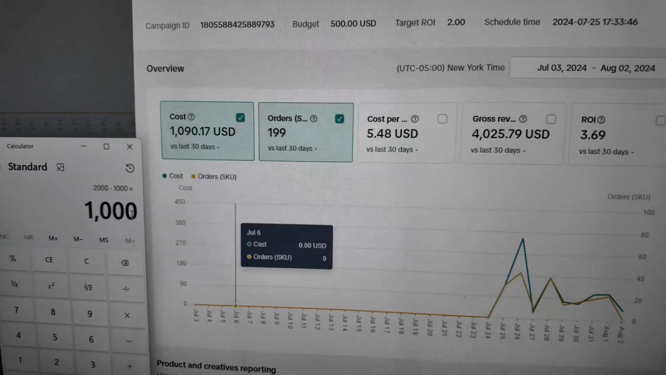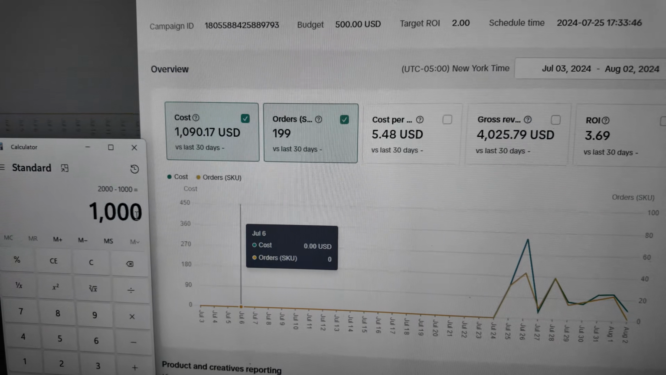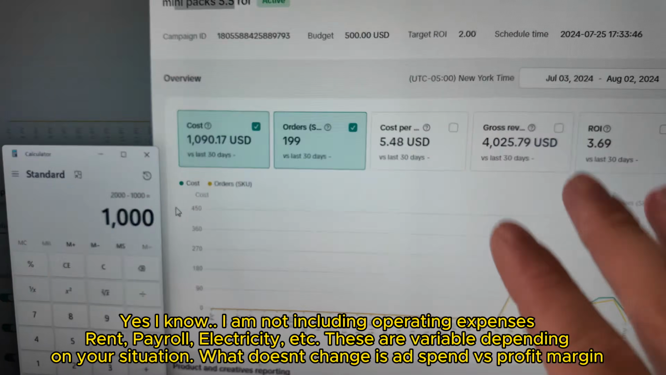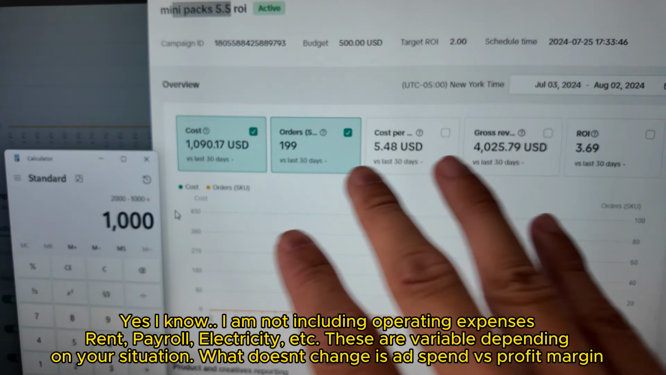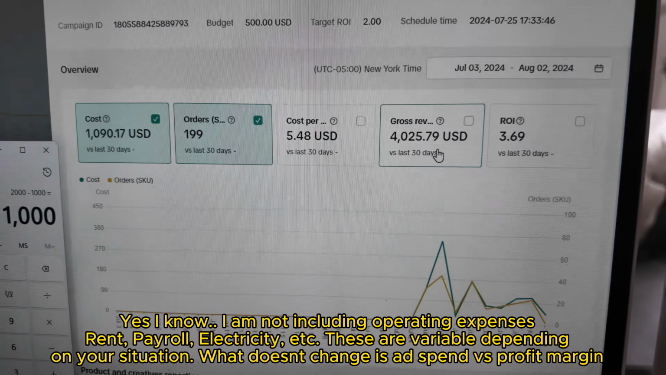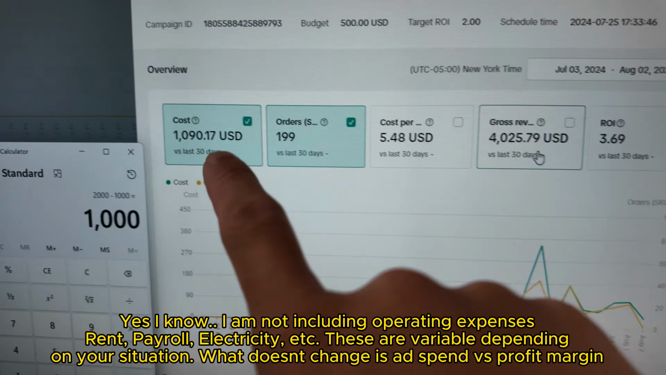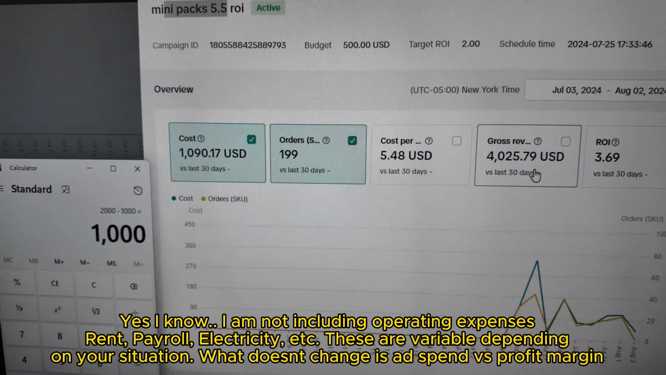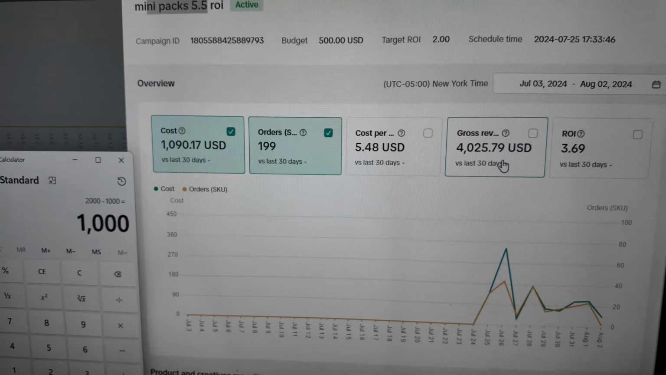I hope that's not too confusing. That's a quick way to know if you're profitable or not on your advertising spend. If I did this calculation and 50% of my gross revenue was below my advertising cost, that means you're losing money overall on your advertising spend.